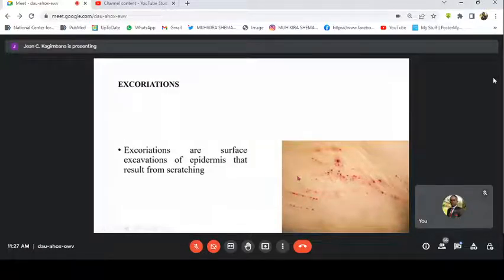Now, following scratching, these are the marks of scratching because it's an itching region, like in urticaria, like in scabies. It's a result of scratching, then it leaves some marks. Then this is what we call excoriations. Okay? Always it's a result of scratching.